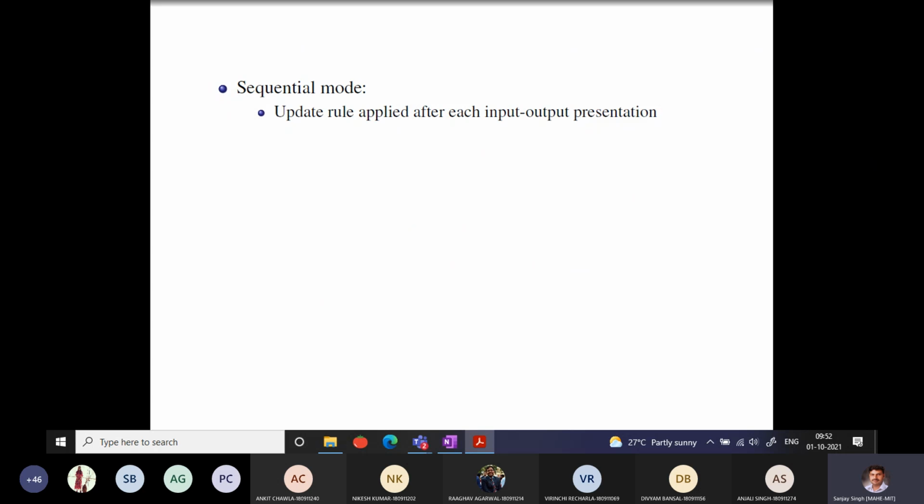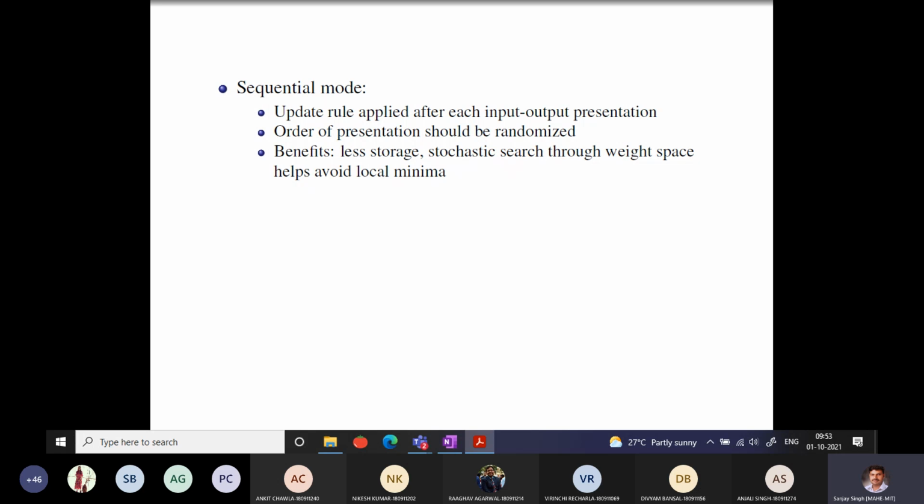It's basically a repetition of what we have already done, but it's good to repeat it. So in sequential mode, the update rule is applied after each input output presentation, meaning each input output example. Order of presentation should be randomized. And the benefit it has, of course, is there's no storage issue. And of course, the stochastic search through weight space helps avoid local minima, which chances are there that you'll get stuck in local minima in case of batch mode, but that doesn't happen here because it is randomized and you're changing every now and then.